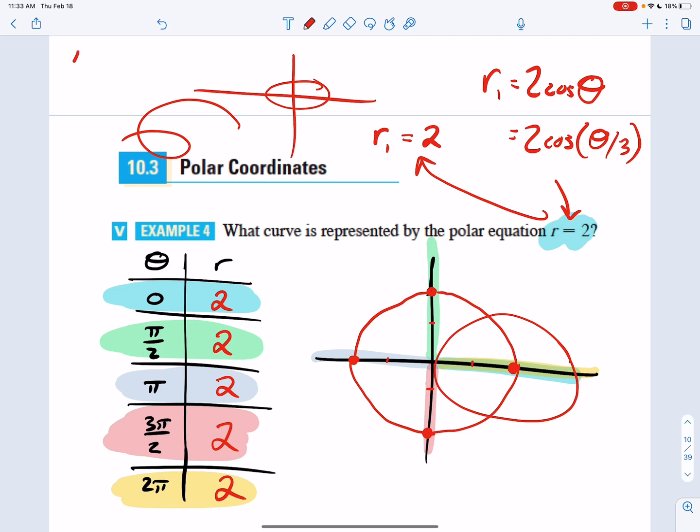Here's one that you definitely want to try. Maybe 4 sine of 2 theta. That one looks pretty groovy. 4 sine 2 theta. Okay, it looks like a flower, right?